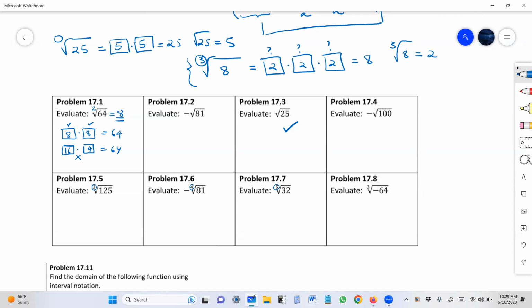Same thing here, but now in this case, I have a minus in front of the 81. So I do the boxes first, right? And I know it's 9. 9 times 9 is 81. So the answer to this is 9 with this minus in front.